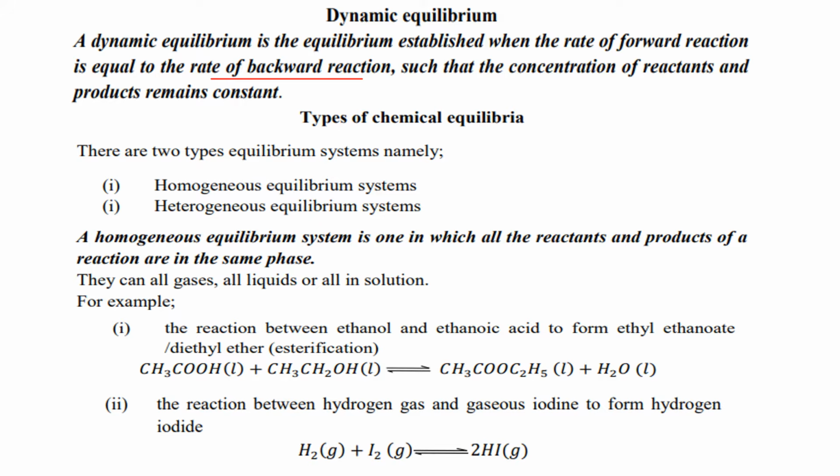Because if the rates of both the forward reaction and the backward reaction are equal, that means that the concentration of reactants and products obviously has to remain constant.